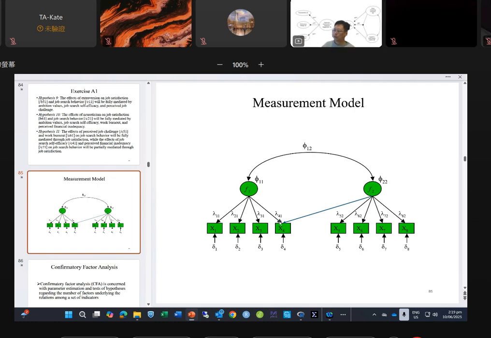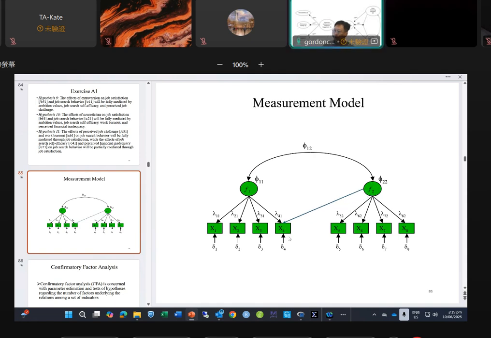Now, X4 is used. What that means is X4 is used to measure both F1 and F2. This has violated the unidimensionality assumption. Okay, we don't have unidimensionality here. This is not acceptable in management studies and psychological studies, although marketing people like to do this.